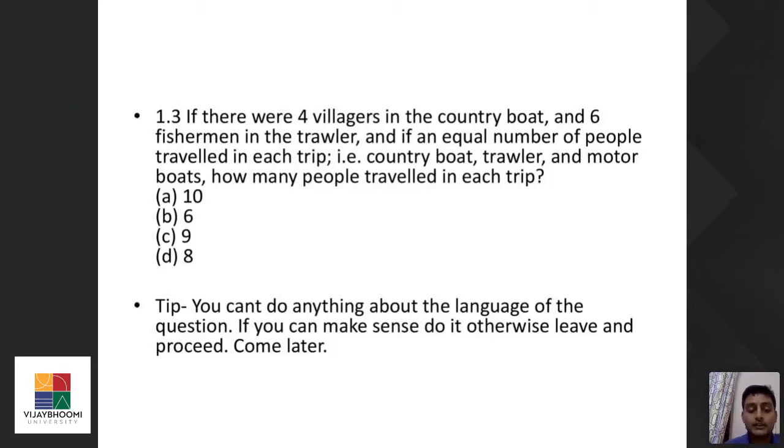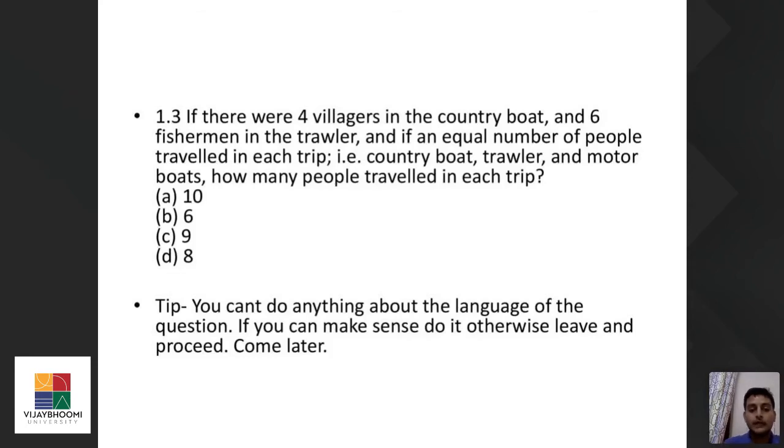There was this one trip of the country boat, there was this one trip of the trawler, that's two trips, and then there were eight trips of motorboats. So that's 10 trips. So that simply makes a total of 10 trips, and then 64 plus 17 plus 19 makes a total of 100. So you get the total answer to be 100 divided by 10, that is A.